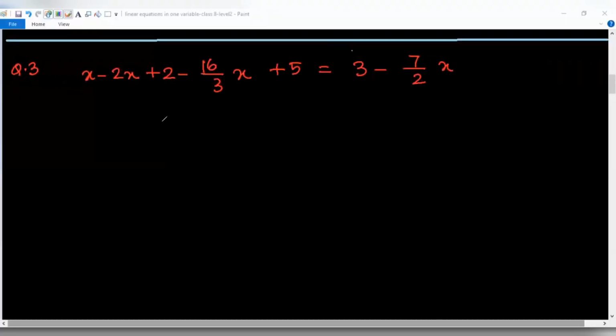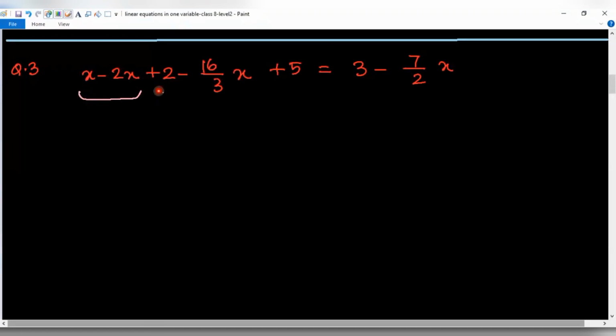Now this is our next question. See here, this is a long equation. We have x minus 2x plus 2 minus 16 by 3x plus 5 equals 3 minus 7 by 2x. See, the terms containing x are scattered here and there, right? So first of all, let us combine the terms having x. First, let us combine the terms having x on the left side.